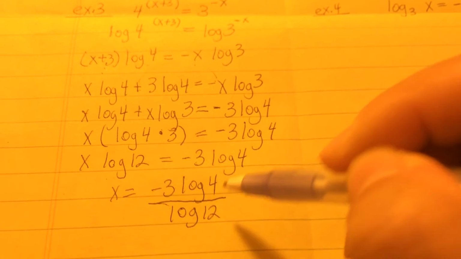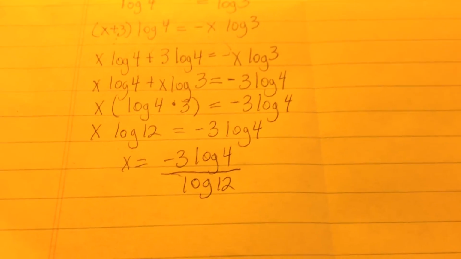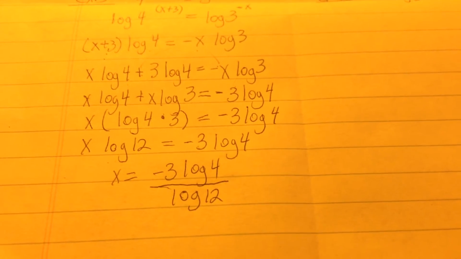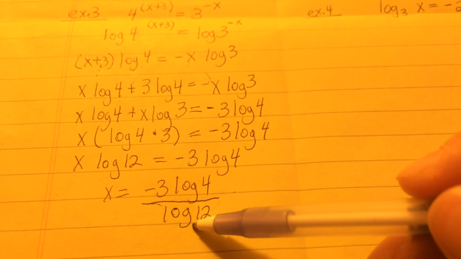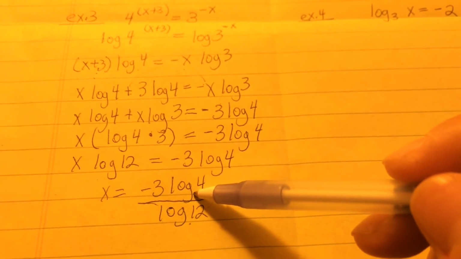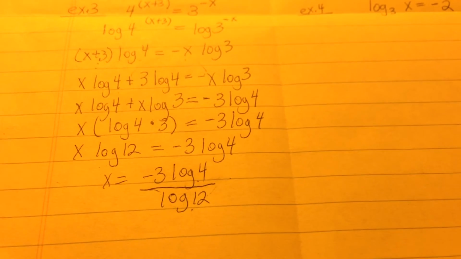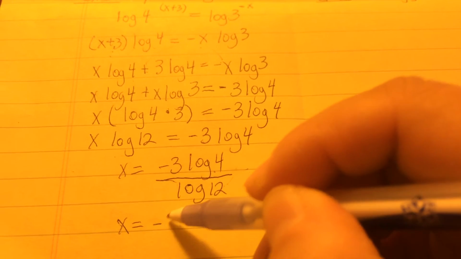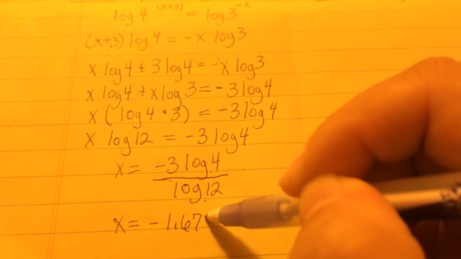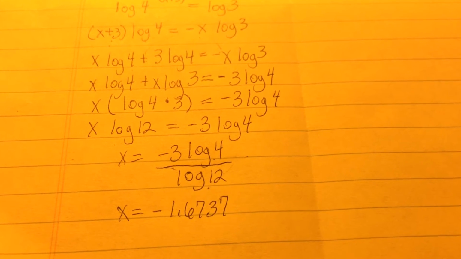And all of this is going to be put in the calculator. Why can we put this in the calculator? Because it's in base 10, right? Remember, you have to be careful though. This is base 10, this is base 10, so I can put this all in the calculator and get the answer. The final answer comes out to x is equal to negative 1.6737. So check on that one to make sure you get the correct answer.